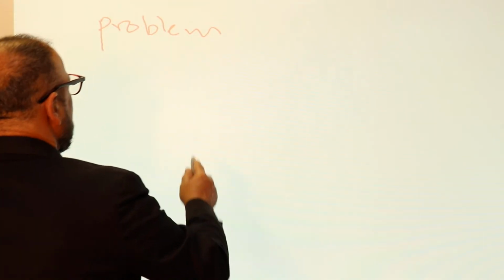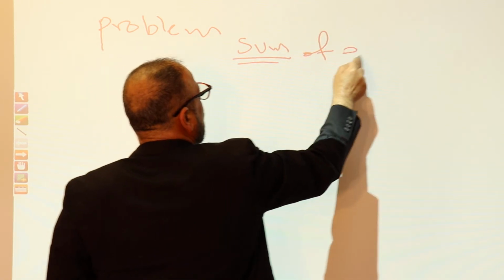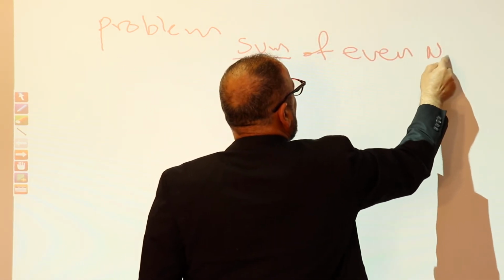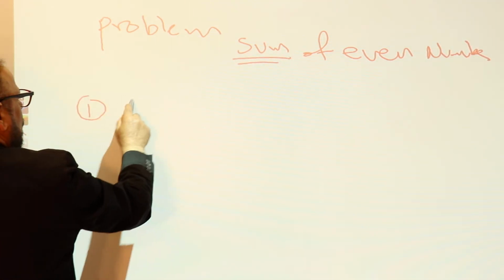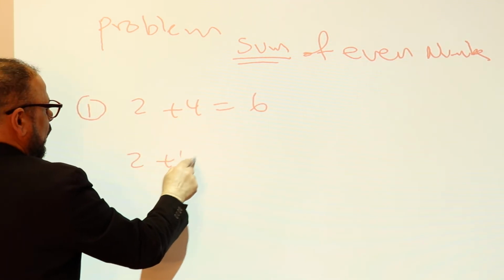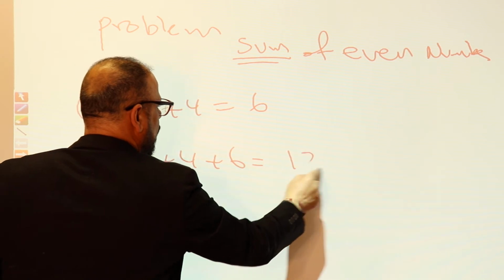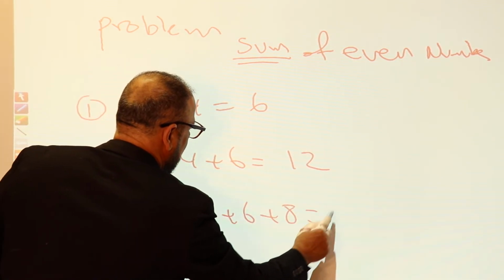I'm going to start the problem with something funny and simple. Problem: the sum of even numbers. 2 plus 4 is 6. 2 plus 4 plus 6 is 12. 2 plus 4 plus 6 plus 8 is 20.